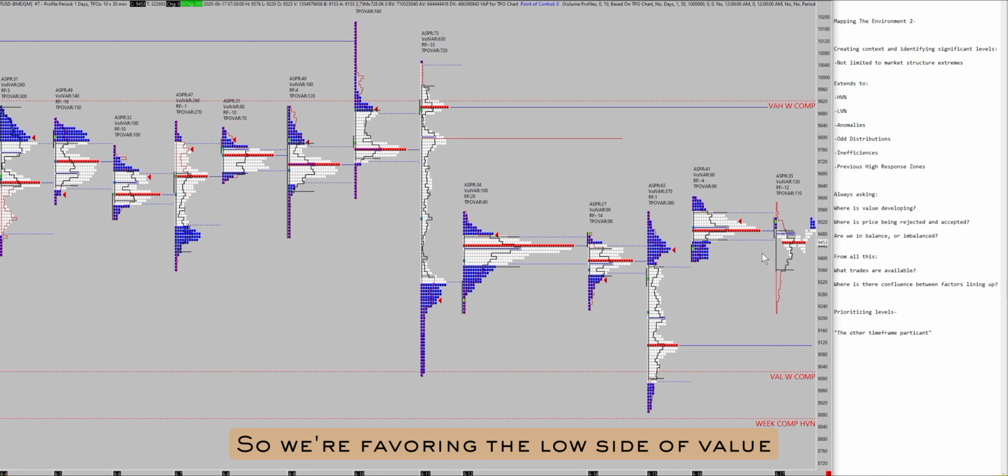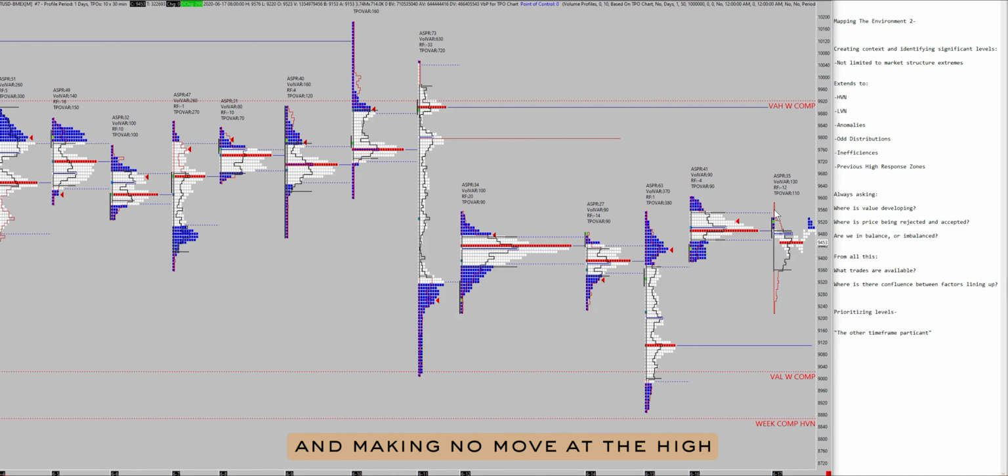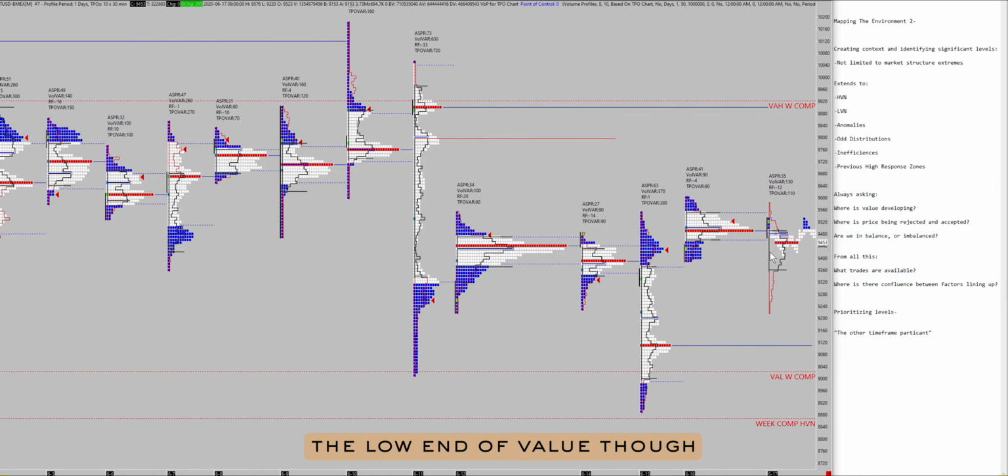So we're favoring the low side of value and making no move at the high. You can see that there is a little bit of excess here. It was just the market opening. Market is favoring the low end of value though. Okay, so break from balance setup is when you gain acceptance outside of value.